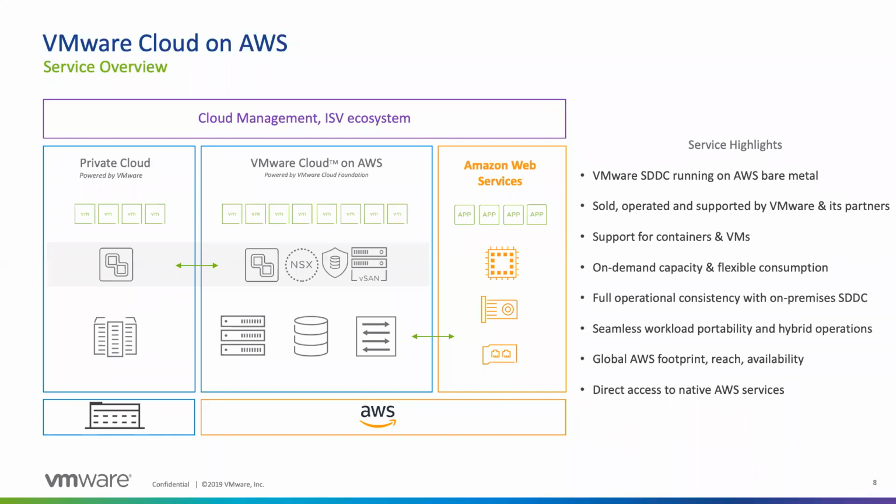And so because of that, our ecosystem of partners, as well as our own products, work seamlessly with VMware Cloud on AWS just like it does with your on-premises environment. So that's kind of the end-to-end how VMware Cloud on AWS operates.